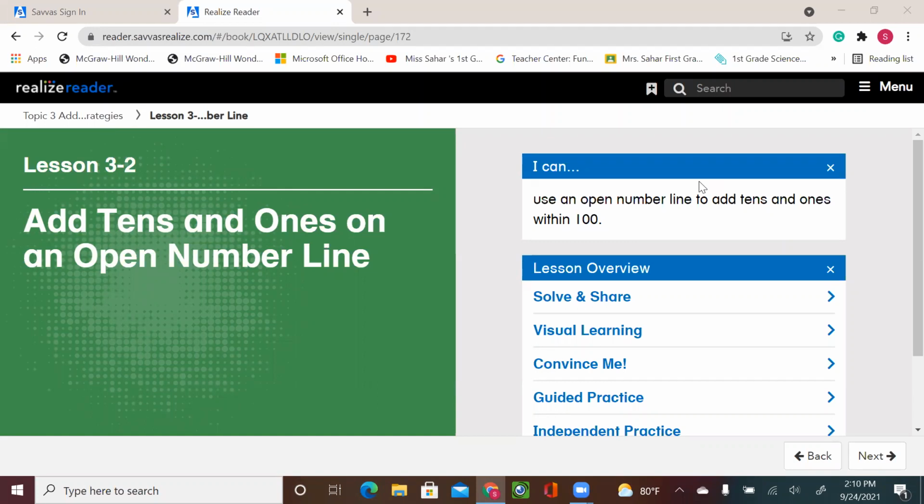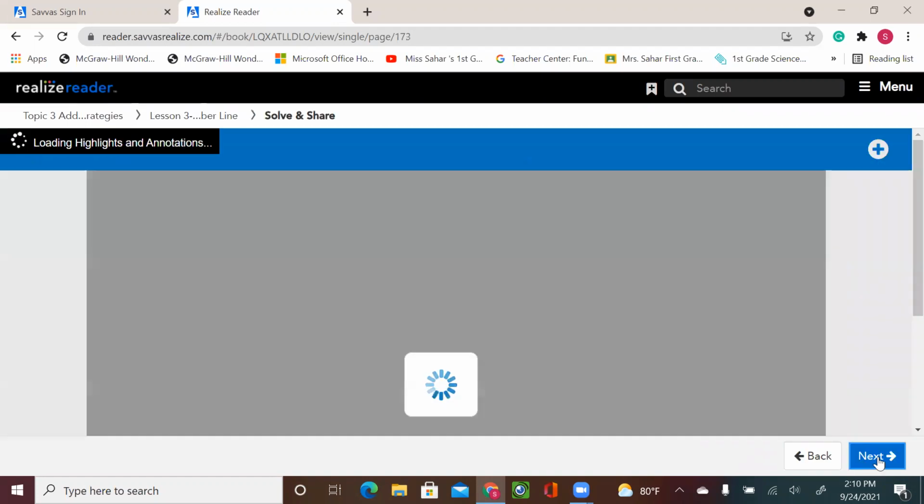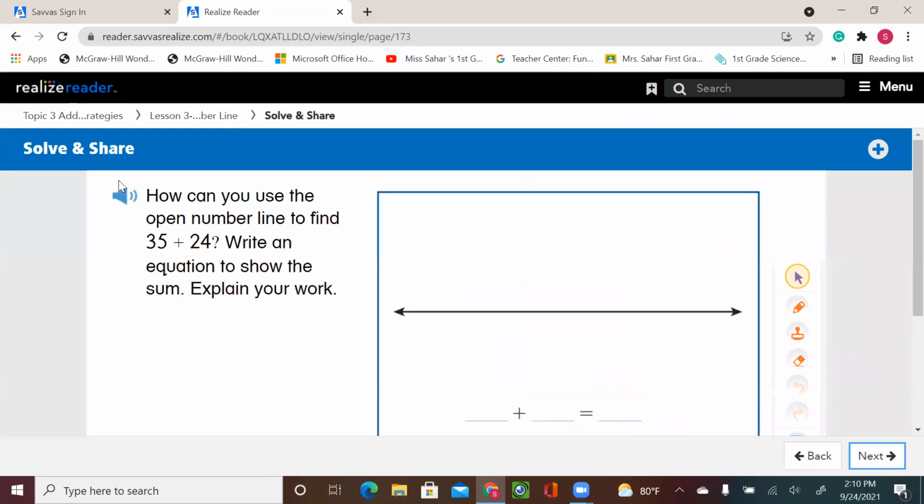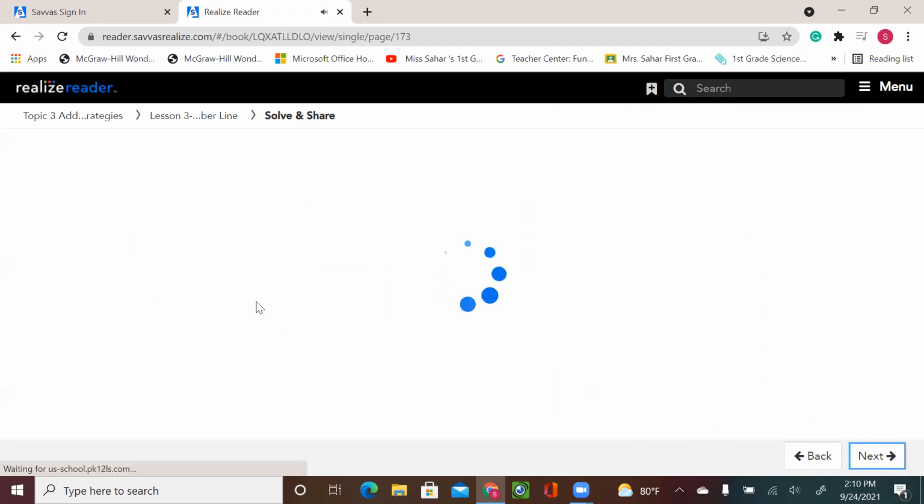We are on topic 3, lesson 2, tens and ones on an open number line. So please open your book, page 97. Let's start. How can you use the open number line to find 35 plus 24? Write an equation to show the sum. Explain your work. All right.